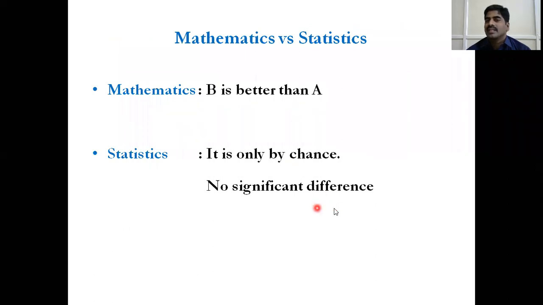It is not a statistically significant difference. So because of the greatness of B, you don't get higher marks than A. It is only by chance. The difference is very small. If that difference is high, then we can say that the difference is statistically significant, so that we can take the decision that B is better than A. But how to find this significance, I will explain.